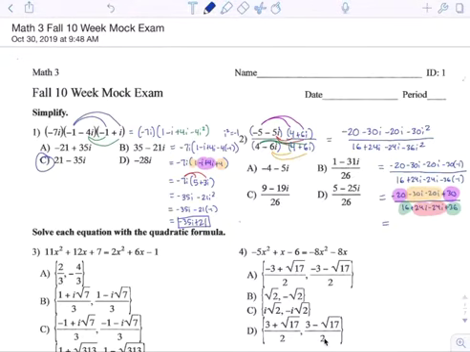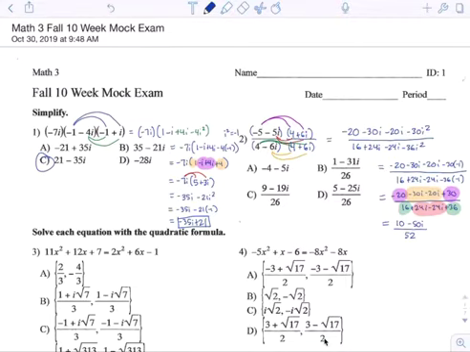Negative 20 plus 30, that's going to be 10. Negative 30i minus 20i is negative 50i. And 16 plus 36 is 52. And then notice 24i minus 24i is just 0. So we have 10 minus 50i over 52.